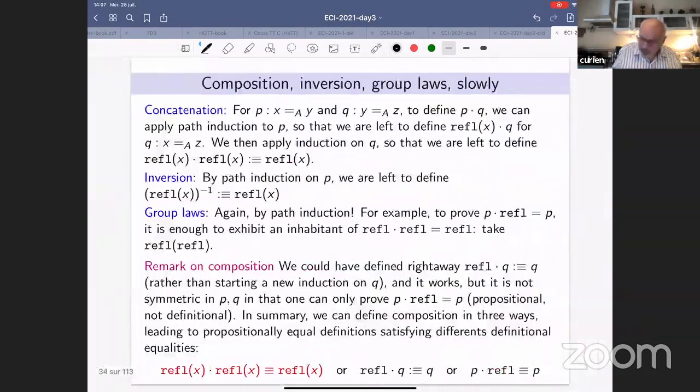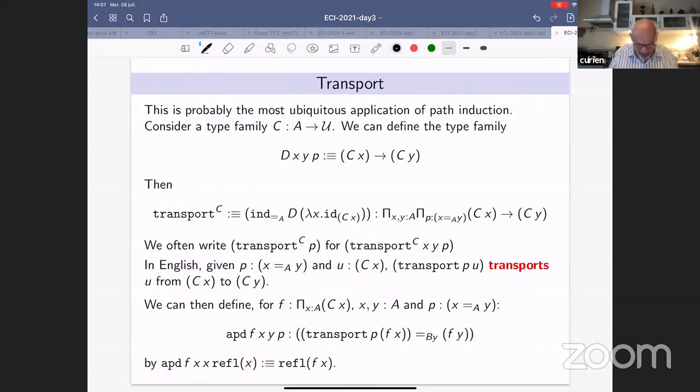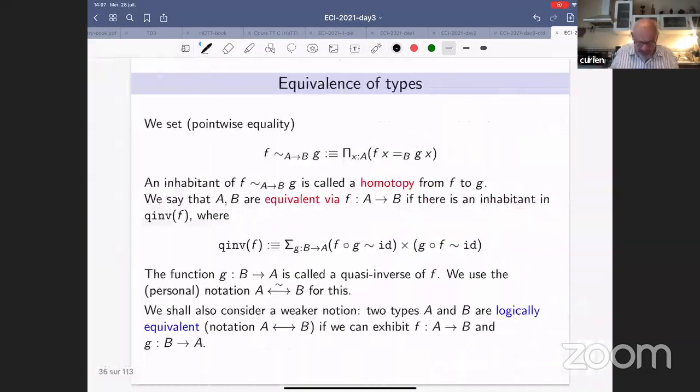We defined the notion of transport, which is very, very important. And then we started to discuss the notion of equivalence, various notions of equivalence. First, the notion of equivalence in the function type A arrow B, which I called homotopy. And then later I explained an axiom which says that this notion, which is recorded here.